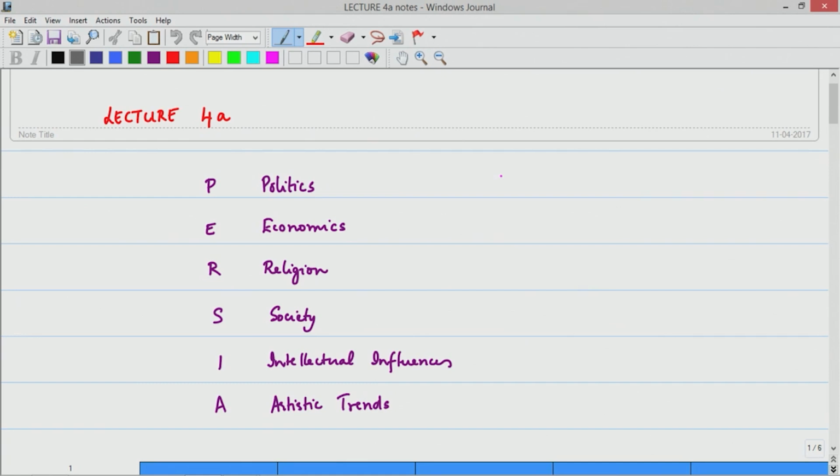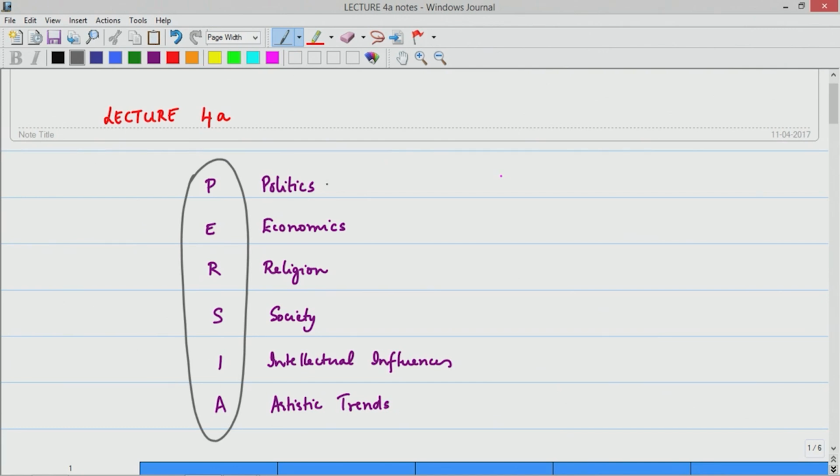At this point, let us take a closer look at how the society of the Elizabethan times was being framed. This is a useful acronym which could be used to understand the various factors which frame a nation's events: politics, economics, religion, society, intellectual influences and artistic trends. This acronym PERSIA is useful for us to recollect and remember how various events are framed.